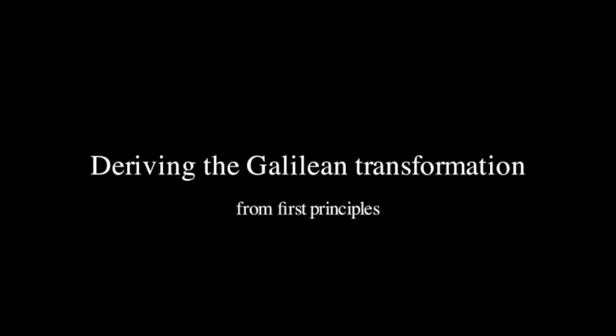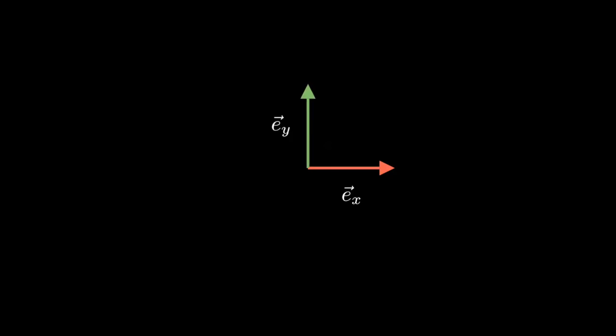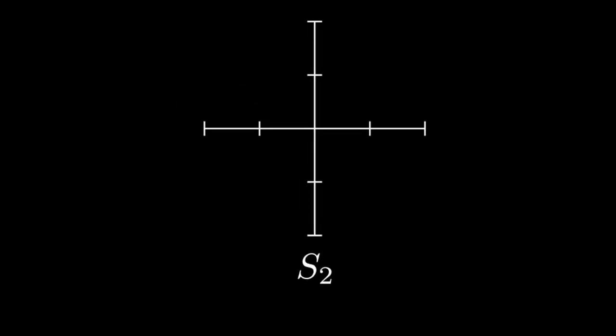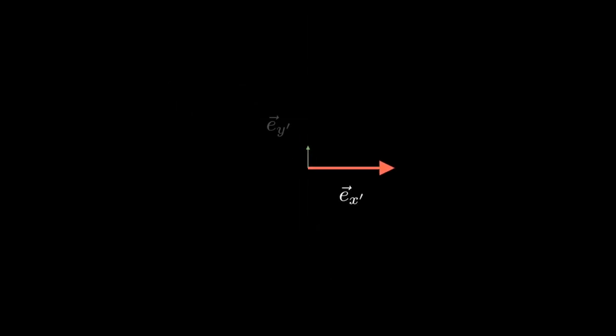In this video, we're going to show how the Galilean transformation equations can be derived from first principles. Suppose there are two coordinate systems named S1 and S2. The system S1 has three unit vectors named e sub x, e sub y, and e sub z. Similarly, system S2 has three unit vectors named e sub x prime, e sub y prime, and e sub z prime. The time coordinate for system S1 is t, whereas the time coordinate for system S2 is t prime.